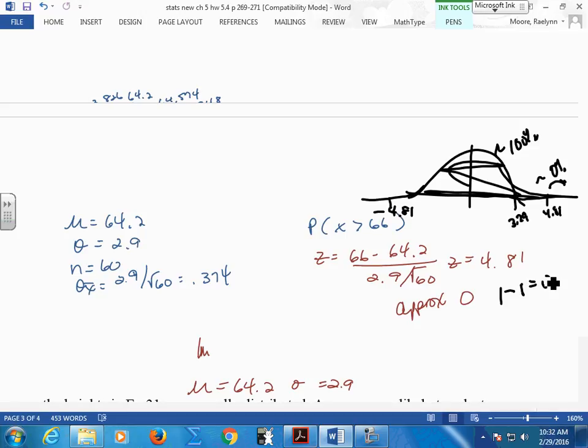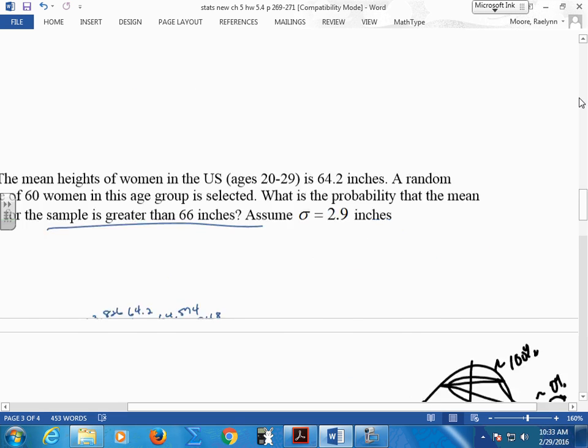Now, sometimes it's hard to see, because how do I look this up on my table? I can't look it up on my table. So I have to know that anything to the left of this is 100% or 1. Area under my curve is 1. So if I want it to the right, well, it's virtually 0. Okay? I know that tends to get a little bit confusing.